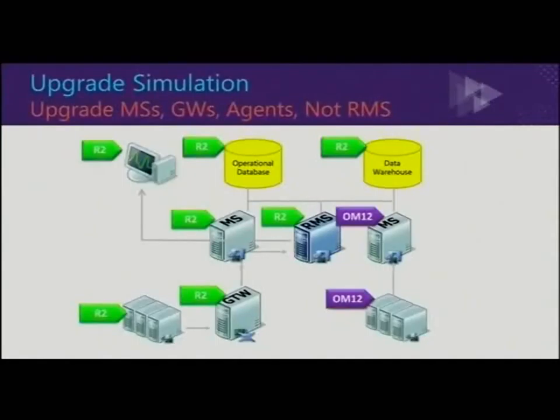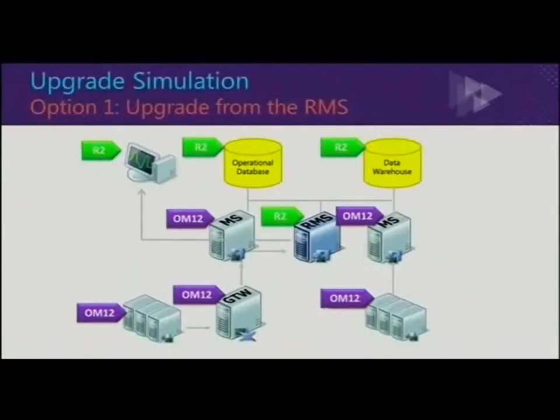The next thing we need to do is upgrade management servers, gateway servers, and the agents to Ops Manager 12, but we're still not upgrading the root management server at this stage. So we'll go ahead and upgrade all of them just by running setup and approving the agents upgrade. Now we've got two options. First, if we want to keep our existing root management server in the management group, we can choose to upgrade it, and as part of that process, it'll demote the root management server and convert it just to a management server. The second option is we can do the upgrade from a management server.